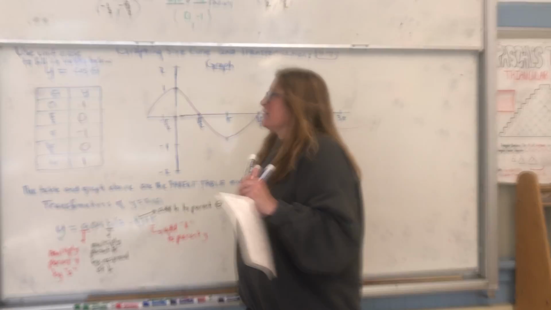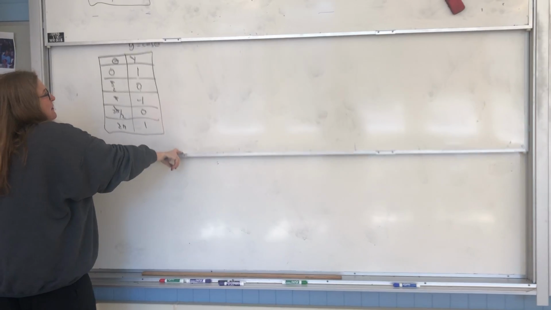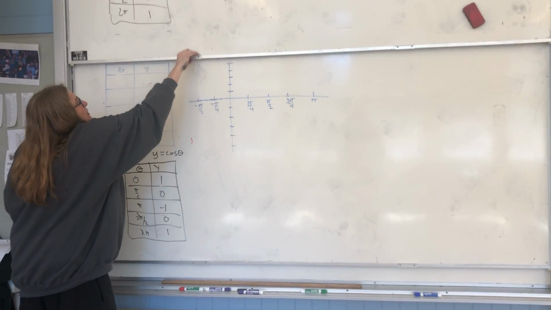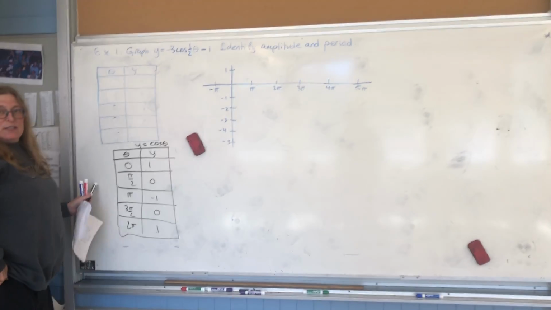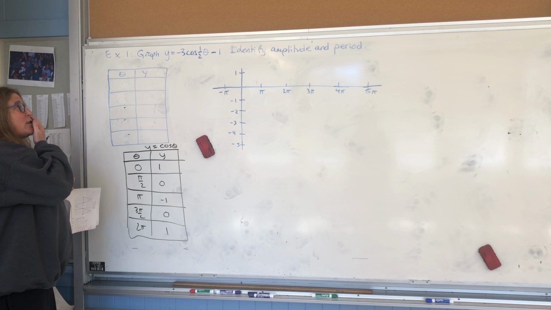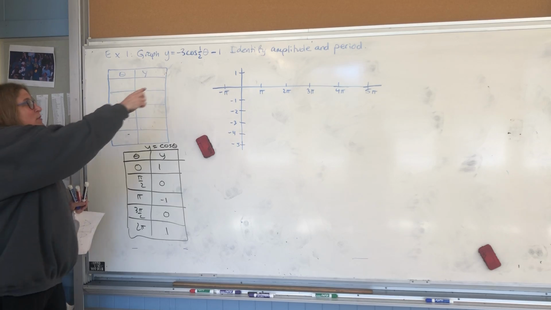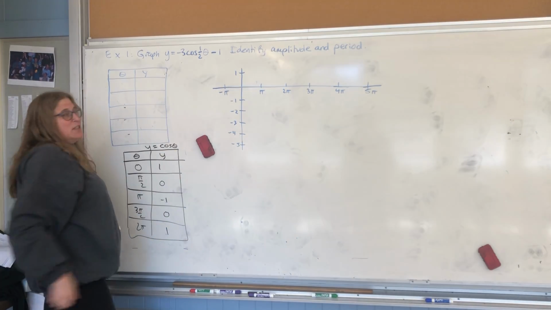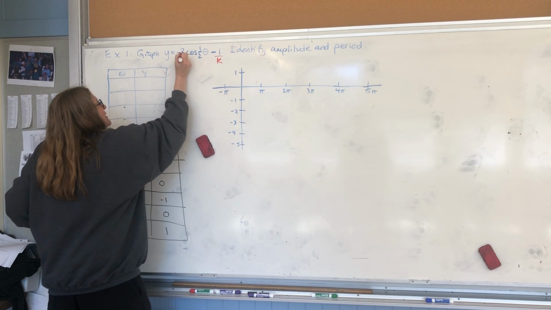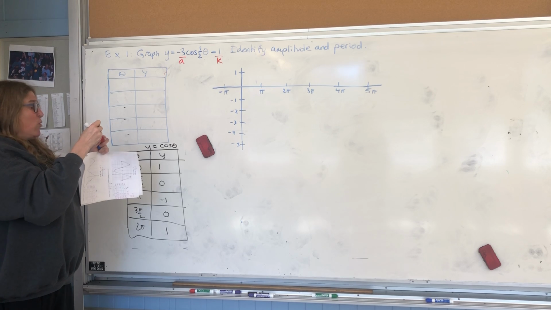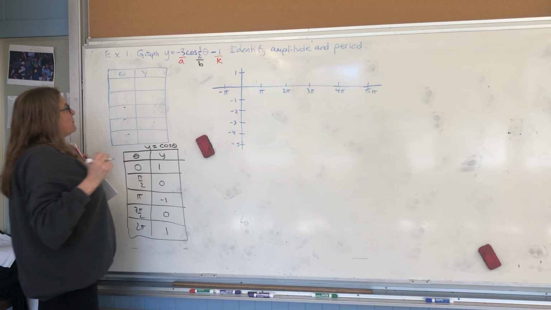Okay, so we are going to apply transformation rules to our graph here. I wrote down the parent just so we have it handy. Let's look at this equation, -3 cosine 1/2 theta minus 1. Now notice that 1 is not in the parentheses with the theta, it's tagged onto the end. So this is a k value and this is an a value. That 1/2 is a coefficient in front of theta, so that's a b value.